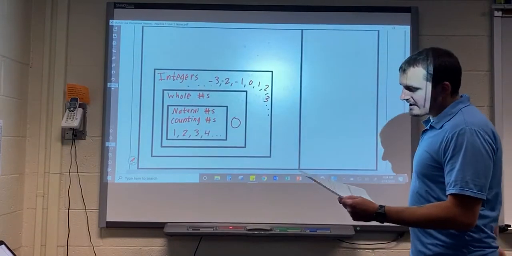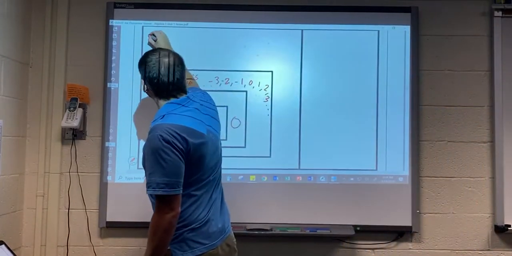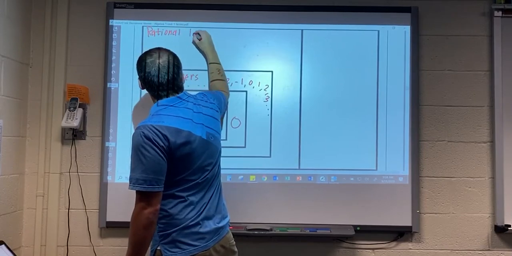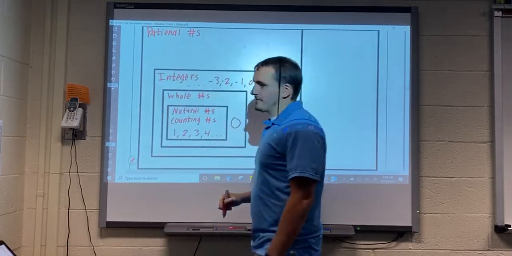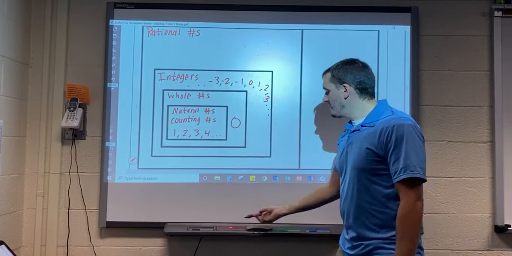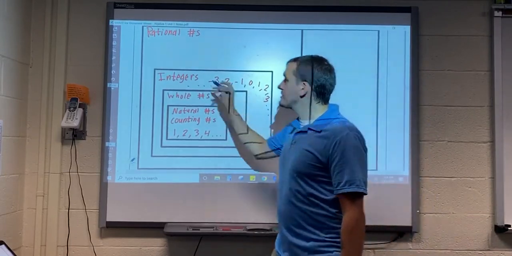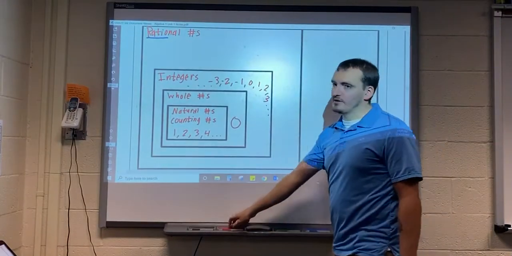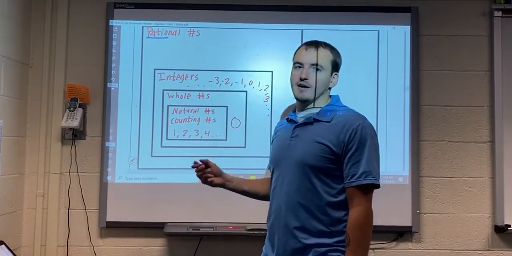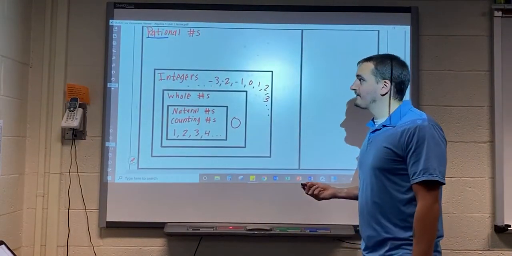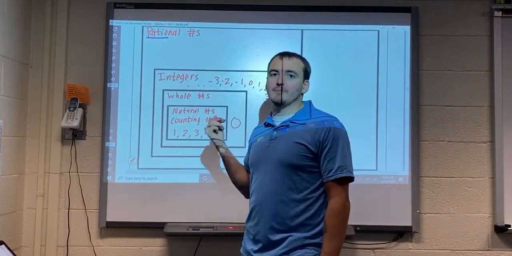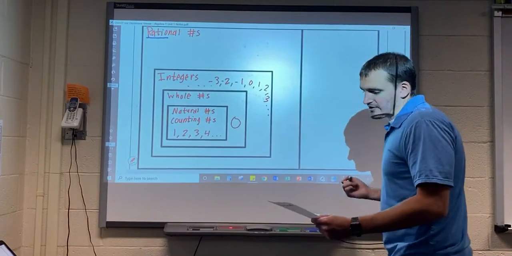On the outside of that, we have what's called rational numbers. Okay? You can see within that term rational, we see the root word ratio. Ratio is just another term for fraction. So basically, a rational number is any number that can be written as a fraction.